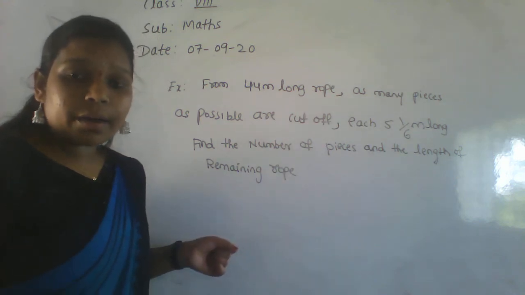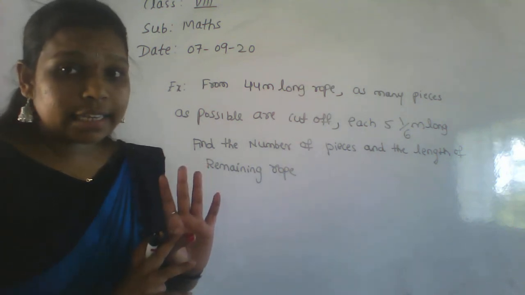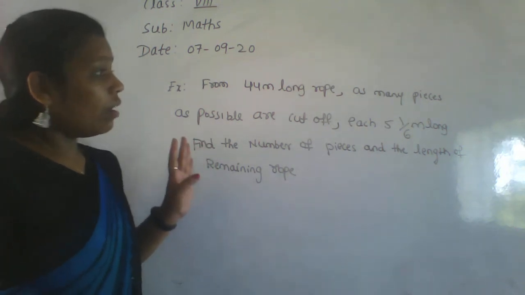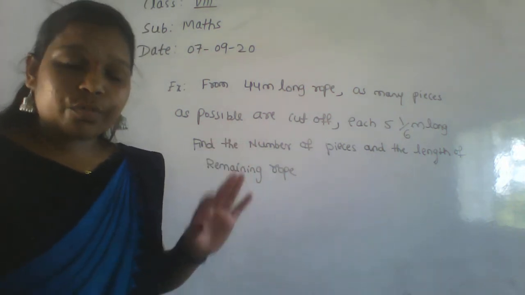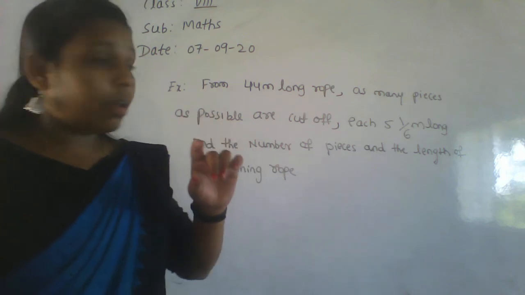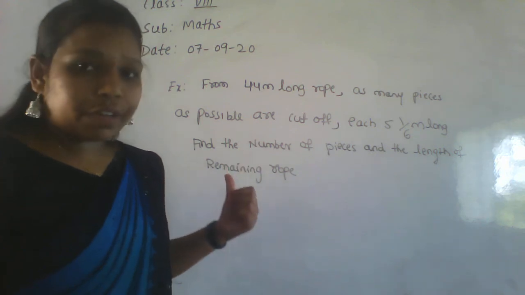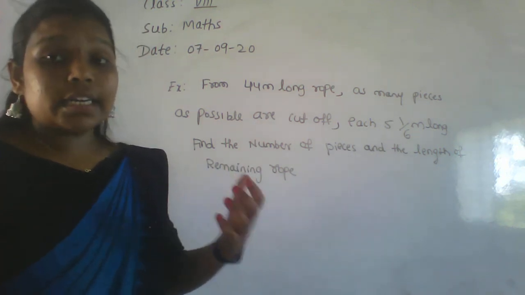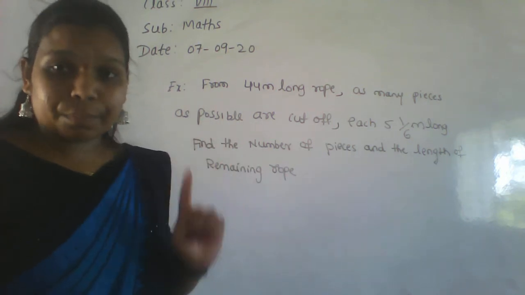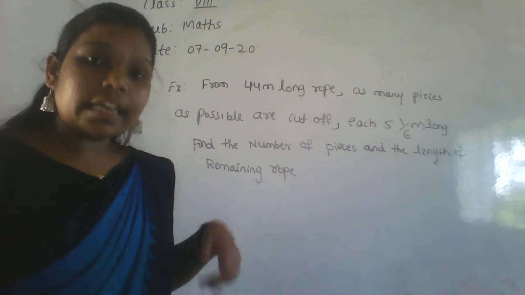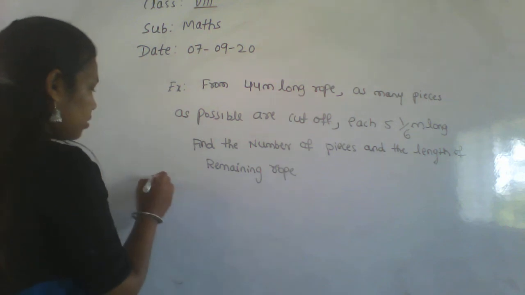What we have to do here? We have to do the division. We know the total length as well as the length of each piece. Then how many pieces are cut off here? They ask you. Means we have to do the division. Then we'll come to know that the quotient is the number of pieces and the remainder is the remaining length of the rope here. Okay. So do here, that is the solution.